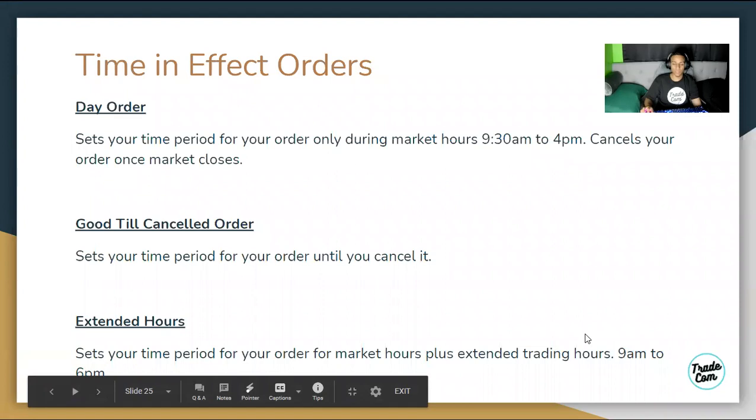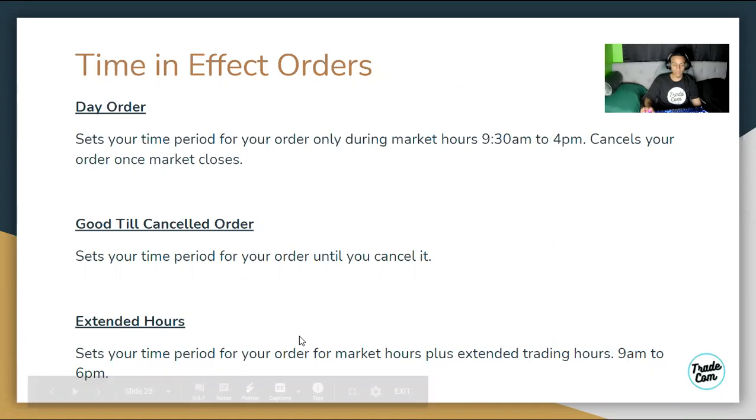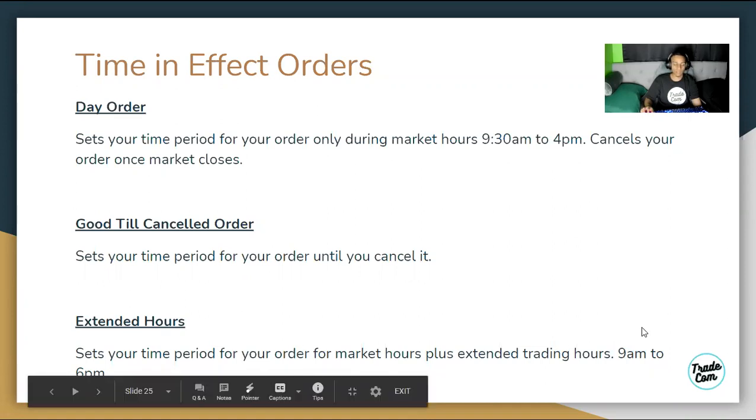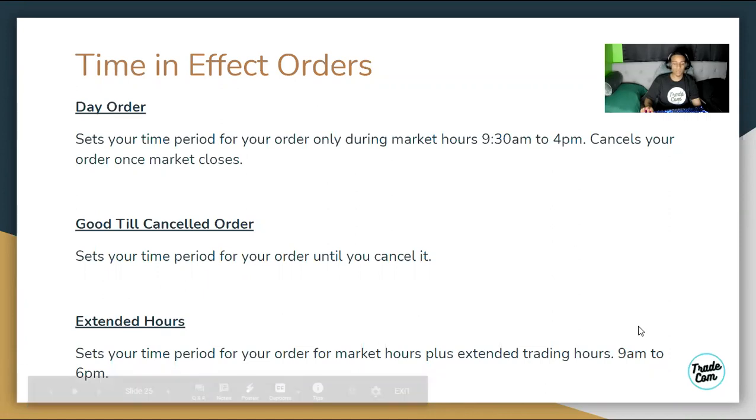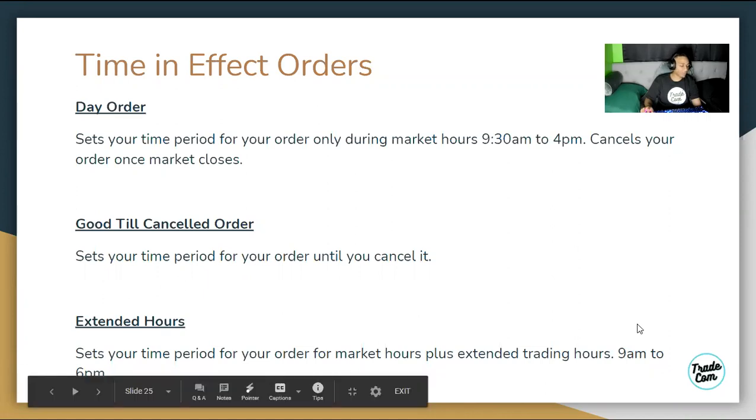to 6 p.m. So you guys will notice, for example, when I took the AMC trade a couple of weeks ago, I bought shares after the market closed on AMC because the options ended at 4, but I saw AMC breaking out above a critical level, right? So I didn't want to miss this move up, so I bought shares on AMC and I placed an extended hours order. That way I was able to get filled after 4 p.m.